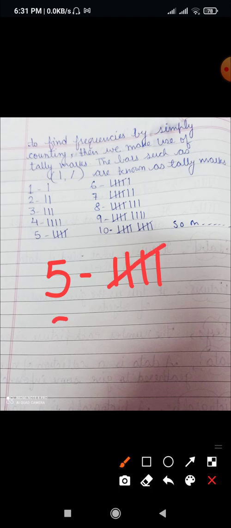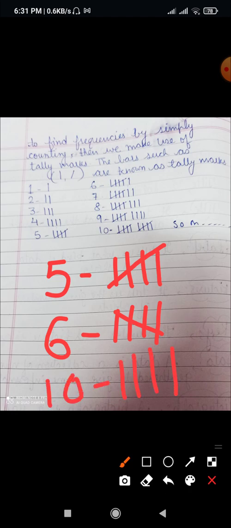The same way you will write number 6: 5, by cutting the 4 lines with a slanting line, plus number 1, that is 6, then 7, then 8, and for number 10 you will write 5 plus 5, that will be number 10. So on, you can represent the numbers by giving the tally marks.